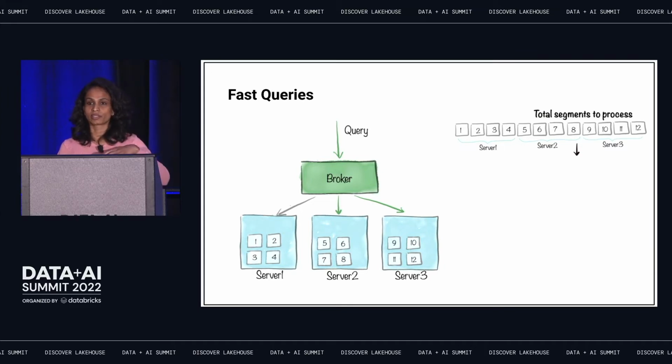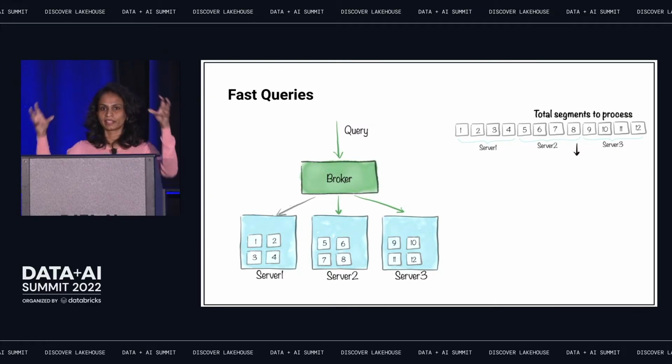Once the query reaches the server, it has to find the segments that it needs to process. And then within each segment, Pinot has to figure out which are the exact records, which are the exact documents that it needs to scan in order to get the results and then compute the aggregations. Then the results are merged by the server across all the segments that it processed. And then finally at the broker, again, results are merged from all the servers that it processed.